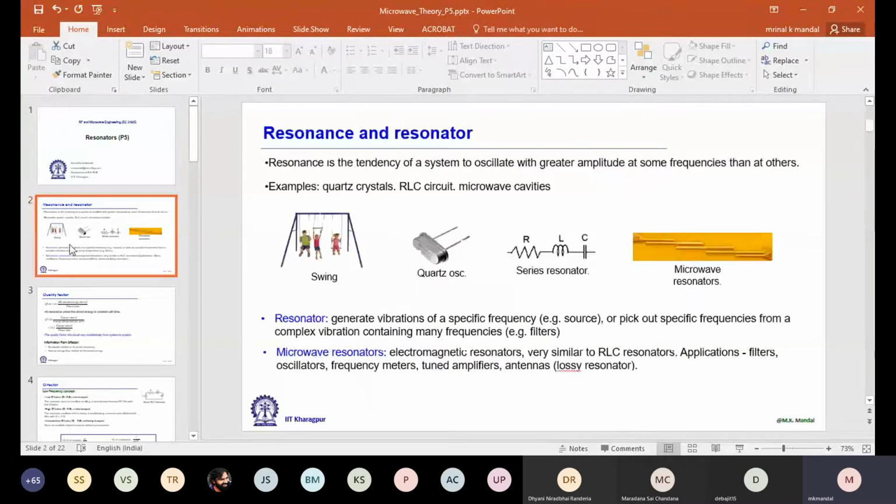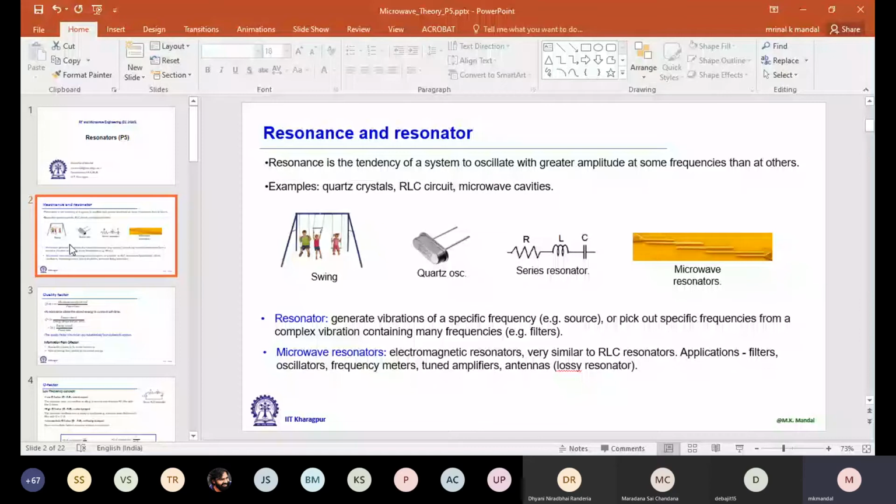So a basic resonator, you already learned in circuit theory. Tank circuit using resistor, capacitor, and inductor. So we may have mechanical resonance, also electrical resonance. But in this class, we are mostly going to discuss electrical resonances, and that also at microwave frequency.